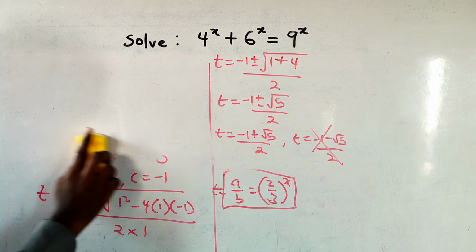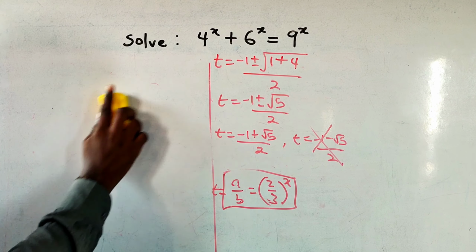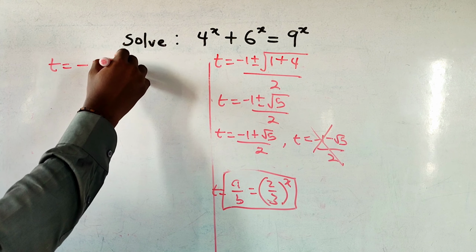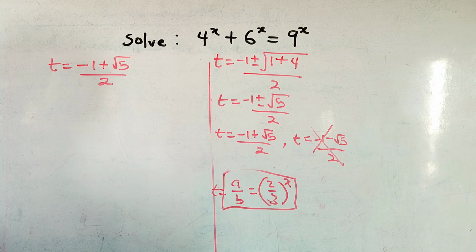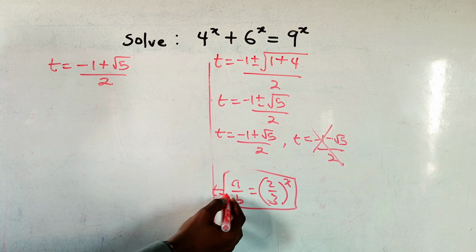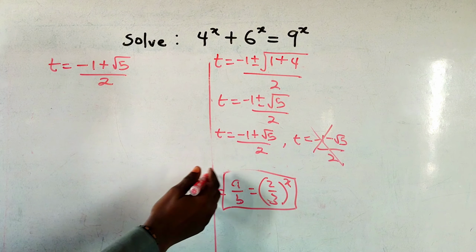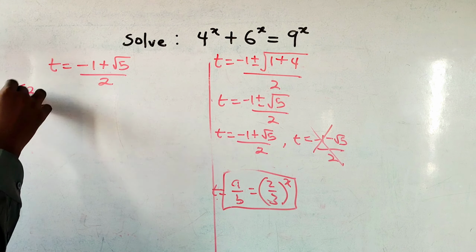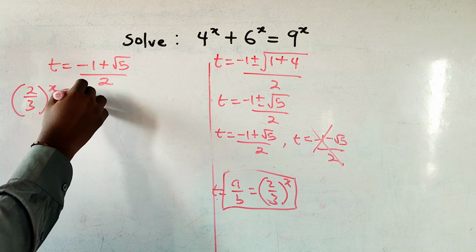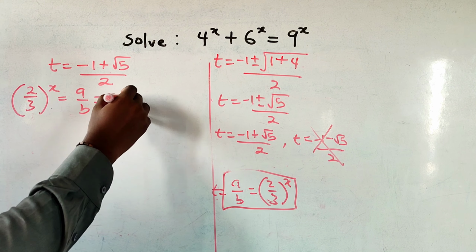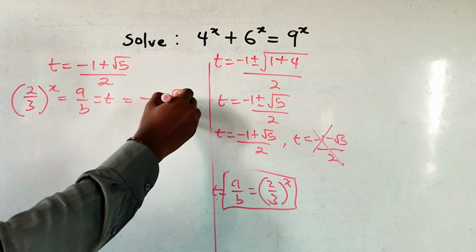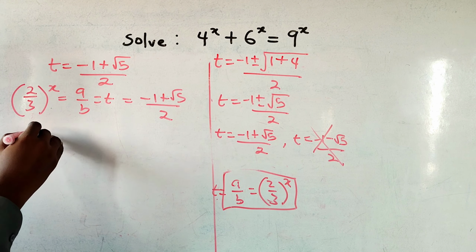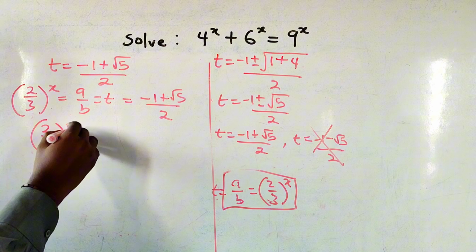So now t is minus 1 plus root 5 over 2. So we're going to take it back. Like we said, t is a over b, and 2 over 3 to the power of x, and all of that. So remember that 2 over 3 to the power of x is equal to a over b, which is equal to t, which in this case is minus 1 plus root 5 all over 2. Okay, so we can just crunch this into this.